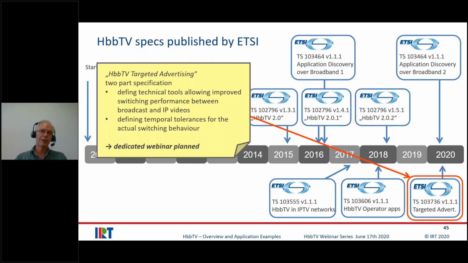And the second part of that specification defines the exact tolerances for the switching behavior. So it really delivers the figures that a broadcaster needs to evaluate exactly the tolerance schema he has available to guarantee a very pleasant visual flow on the TV set while switching from broadcast to broadband. And also for this topic, we have a webinar on our agenda.